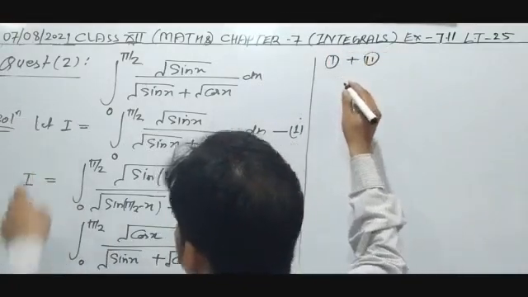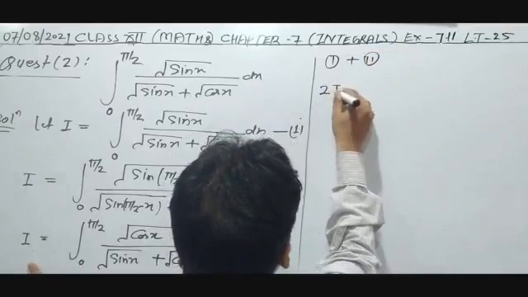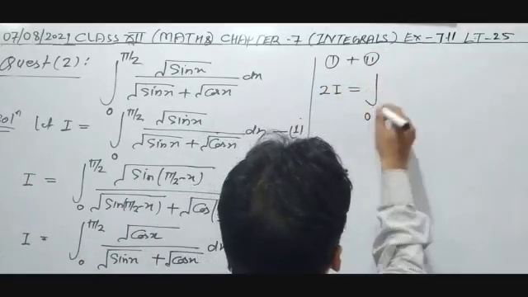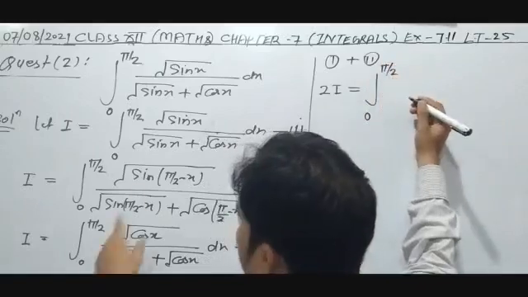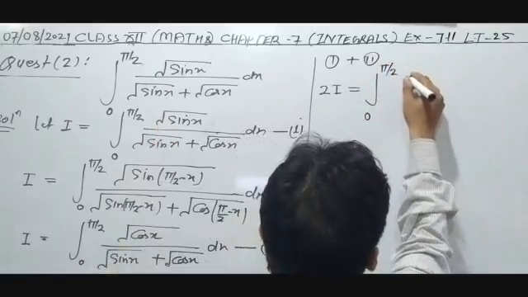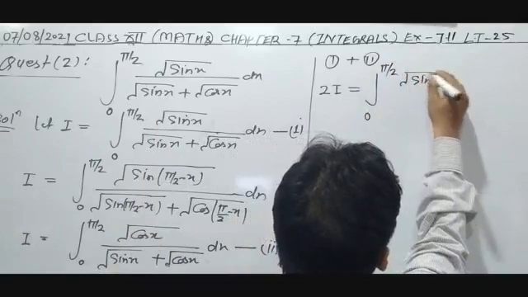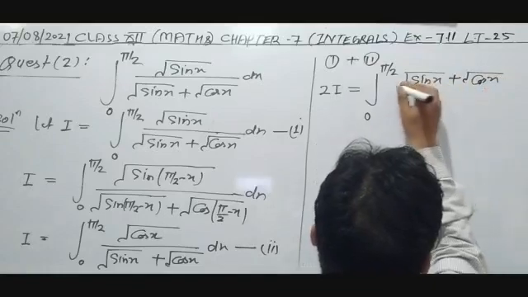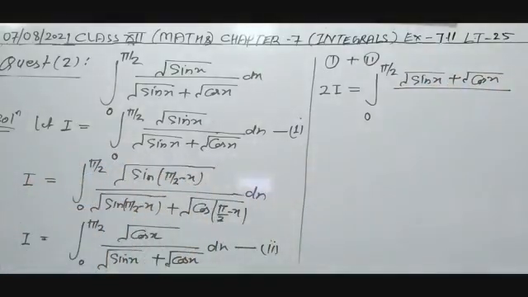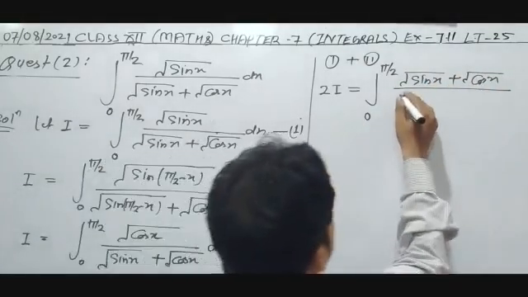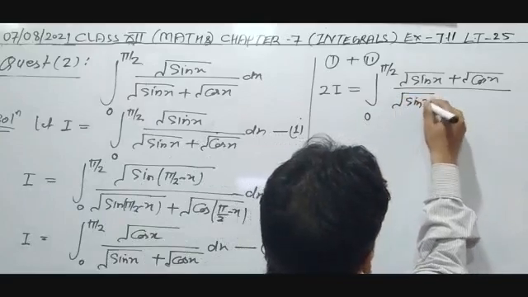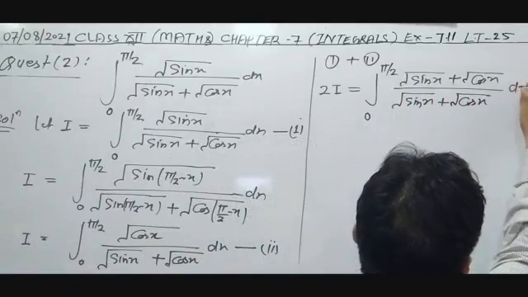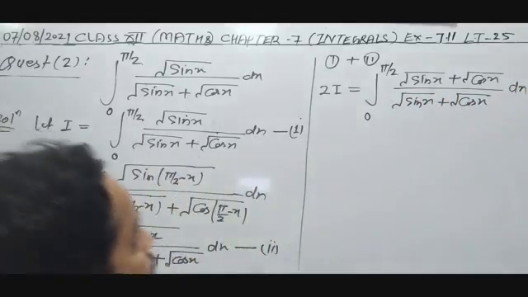What will be the result? The left hand side will be I plus I, 2I. So 2I is equal to integration over 0 to pi by 2, this result is root over sin x plus root over cos x whole upon root over sin x plus root over cos x dx. Now this term will cancel out.